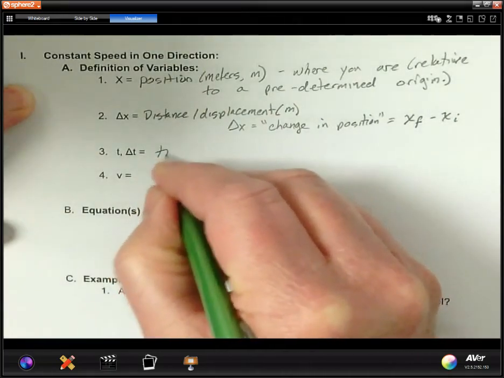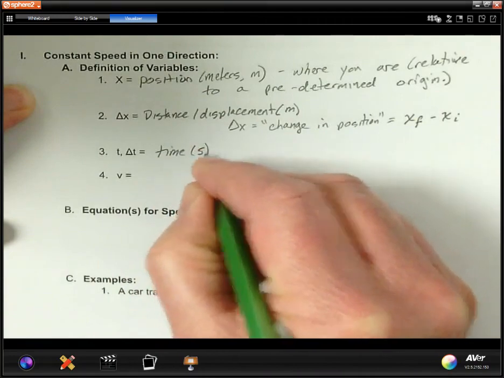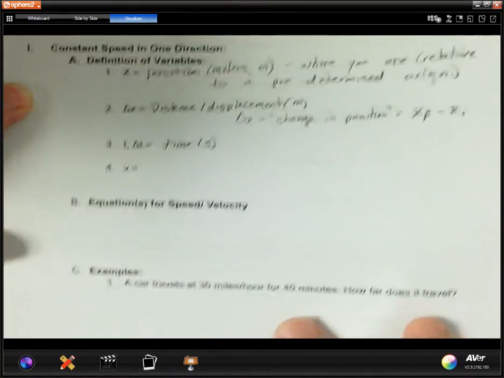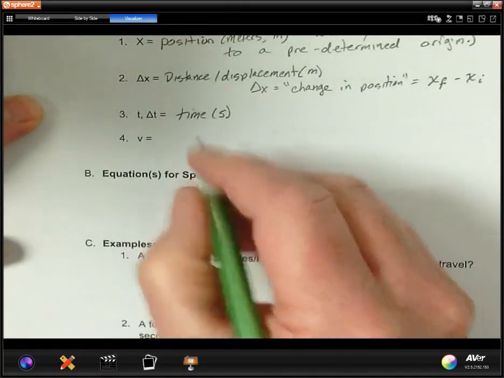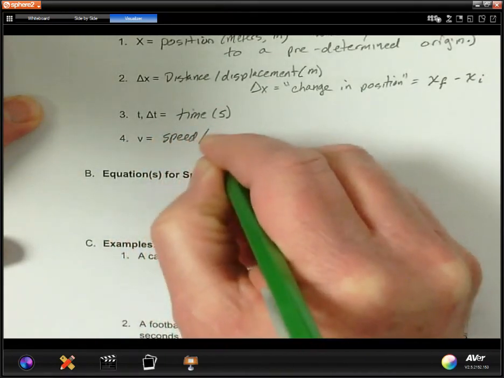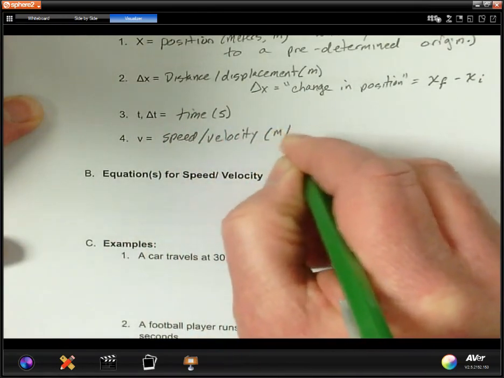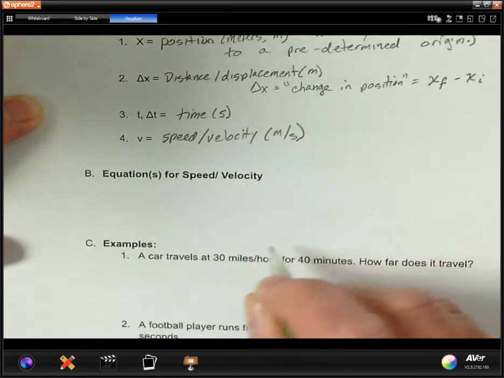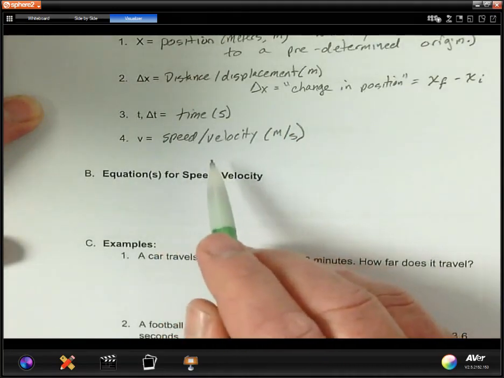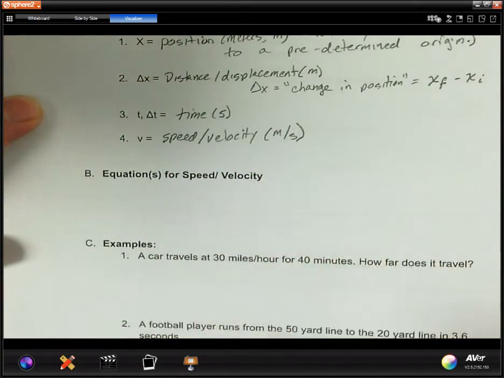T is going to stand for time, and that's usually going to be in seconds. And then V is going to be speed or velocity, and that's usually going to be in meters per second. We use these two words kind of interchangeably in English, but in physics they have a difference. And again, next class we're going to talk about the difference between the two.